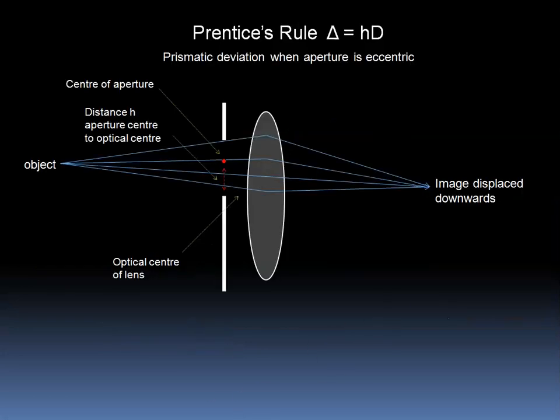Prentice's rule describes the overall prismatic effect of a lens if the aperture is located over an eccentric part of the lens. Prentice's rule says that the prismatic deviation is equal to the distance between the center of the aperture and the optical center of the lens multiplied by the power of the lens. The units of the distance are in centimeters and of power in diopters.